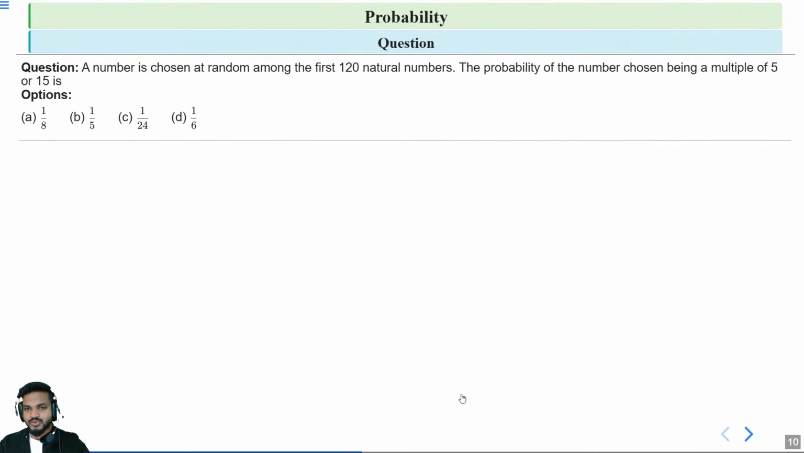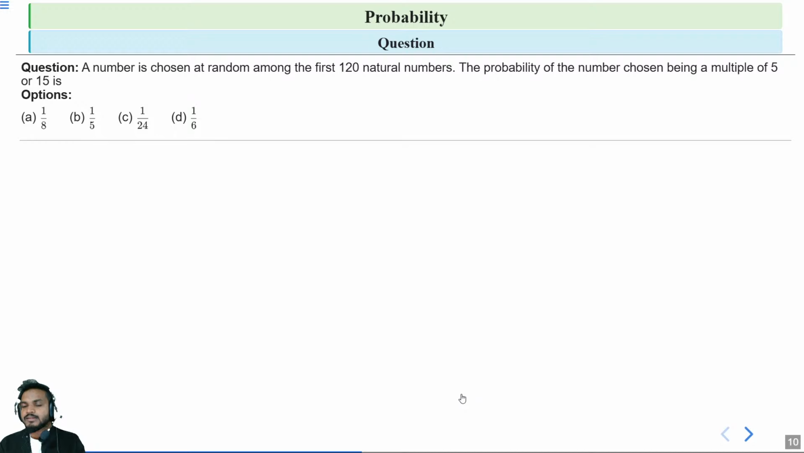Okay, let's go to the next question. A number is chosen at random among the first 120 natural numbers. So let's suppose we have a bag with the first 120 natural numbers, that is 1, 2, 3 till 120, and we choose a number from the bag at random.